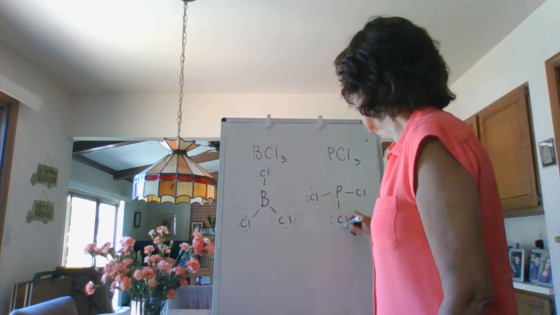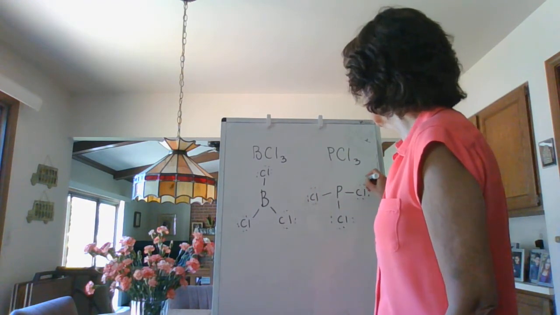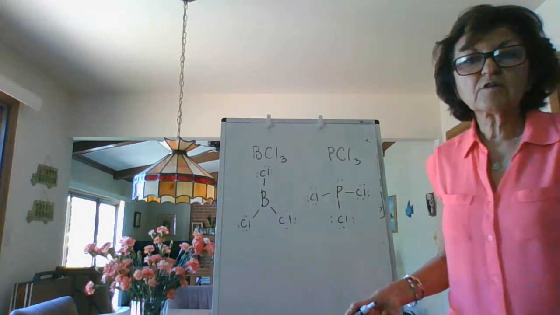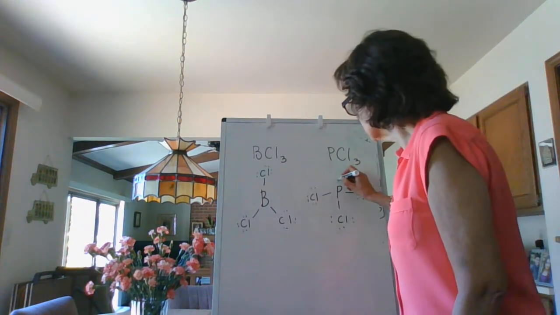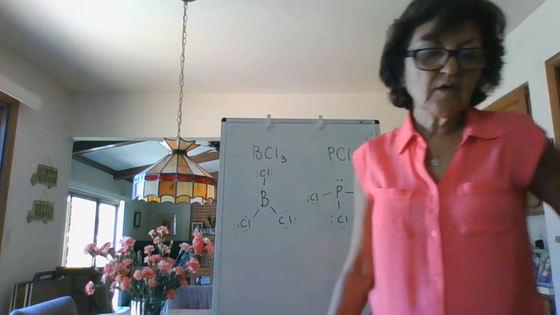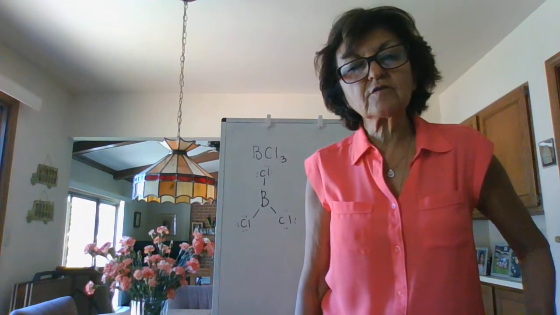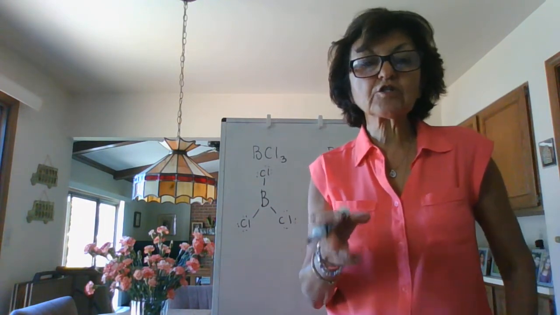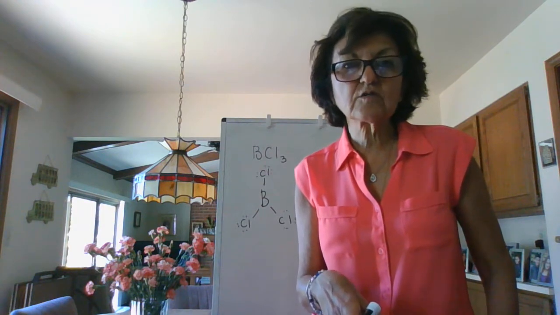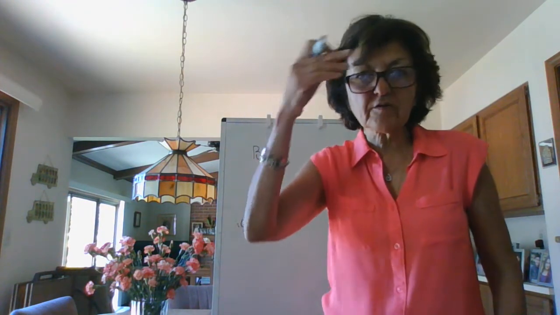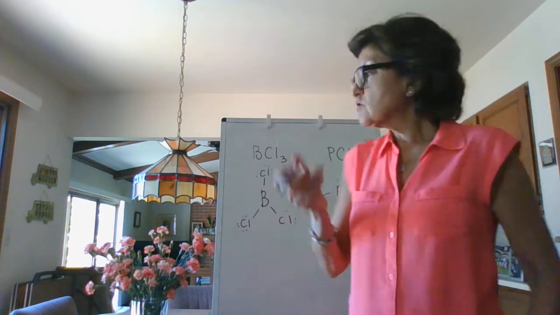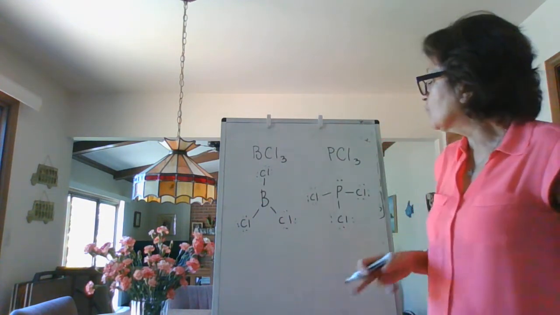And this is phosphorus trichloride. Let's take a look at those two molecules. Which one is going to have a higher vapor pressure? Higher vapor pressure means it doesn't have a lot of intermolecular forces. Remember, it can become a vapor very easily. So which one's going to have a higher vapor pressure? Well, let's take a look.